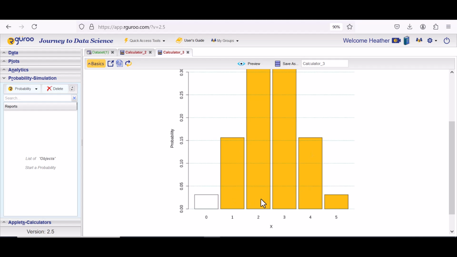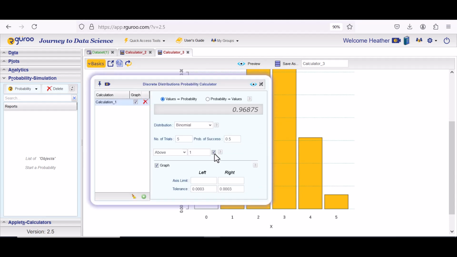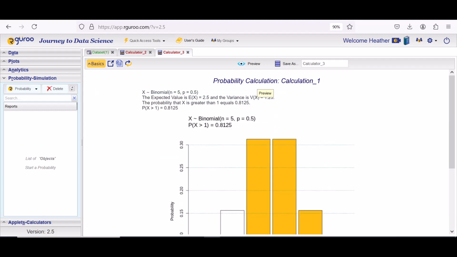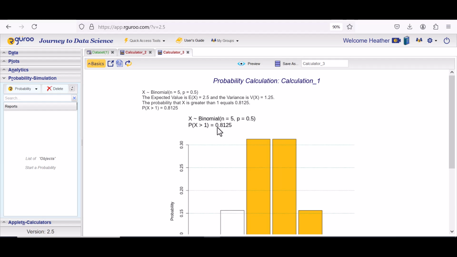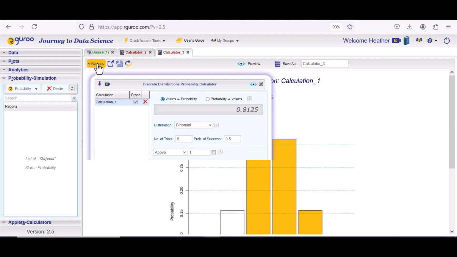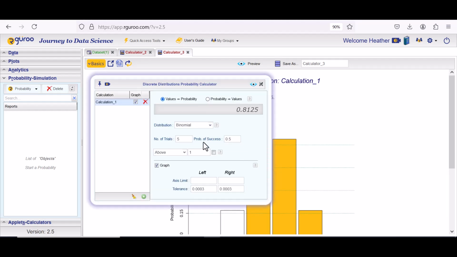So that's why I really strongly recommend showing yourself the graph to make sure that you really got what you wanted. So let's go back to our menu, and we're going to uncheck this box. We want above 1, so we're not including 1 in that inequality. When I recompute this, now you can see 1 is not included in this inequality. So we're just finding the probability of 2, 3, 4, and 5. Okay, and that probability is 0.8125.